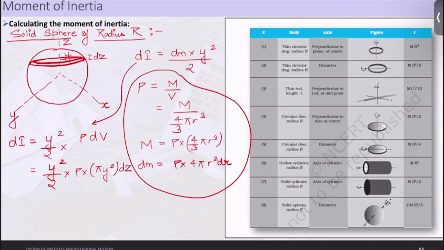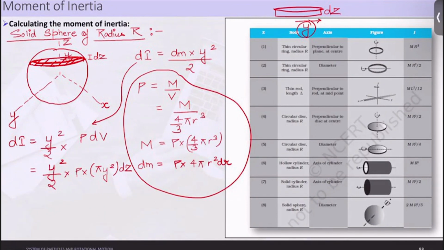Don't look at this thing which is written in a random, general shape here, dm equals rho into 4 pi r square dr. Just look at this circular disk which is drawn here and try to calculate its dv. It is a very small disk which has a thickness dz. Correct? That is how you should understand this concept. So every time you cannot just put dm equals rho into 4 pi r square dr.